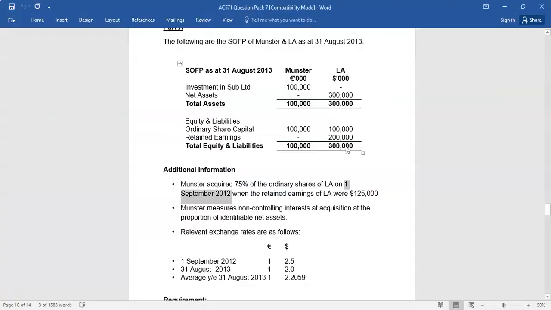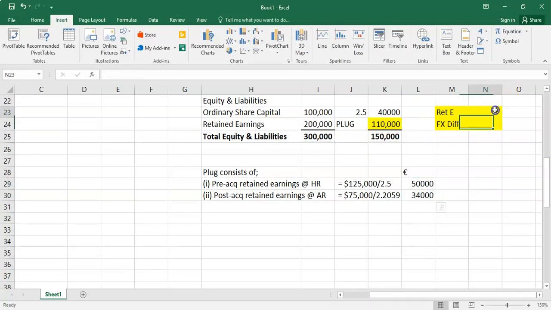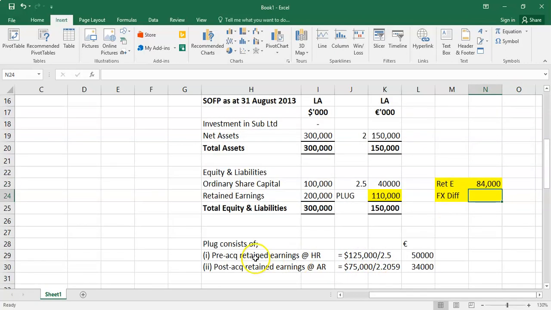We'd expect you to calculate it. Divided by 2.2059, which is 34,000. So retained earnings are now 84. If you put that in there, 84,000. That's made up of pre and post acquisition, and we'll deal with that when we do our normal workings. So some of that 84 is going to goodwill, this 50. The rest of that 84, the 34, that's going to be split between the group retained earnings and the NCI based on their share. So not dissimilar to what we've done in any other question.